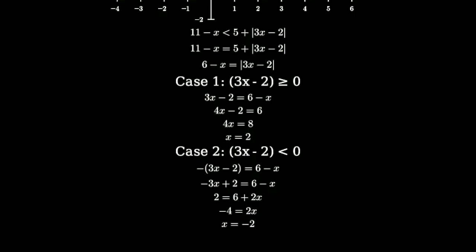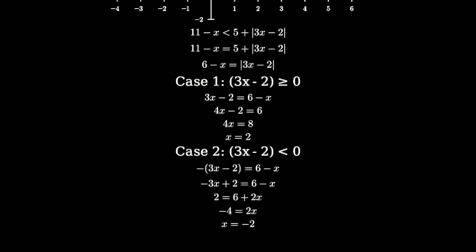So the graphs intersect at x = -2 and x = 2. Let's mark these intersection points on our graph. At x = 2, y = 11 - 2, which is 9. The point is (2, 9). At x = -2, y = 11 - (-2), which is 13. The point is (-2, 13).